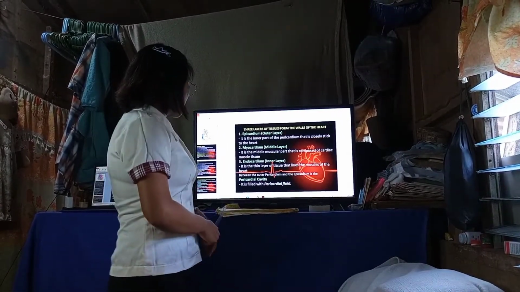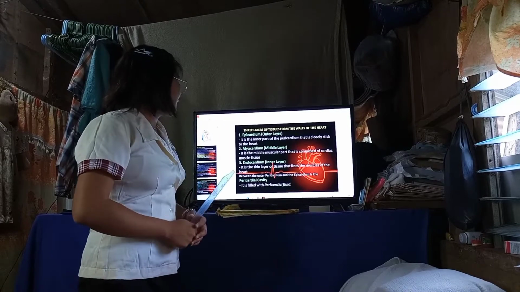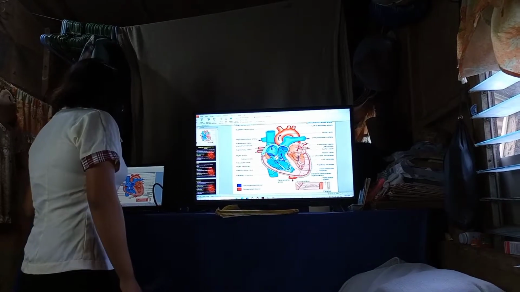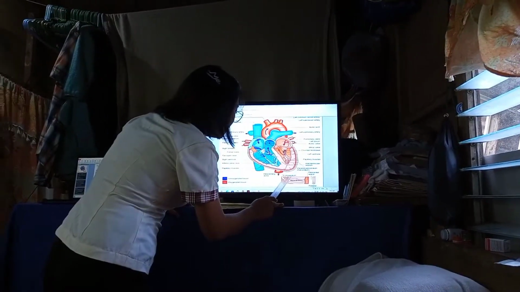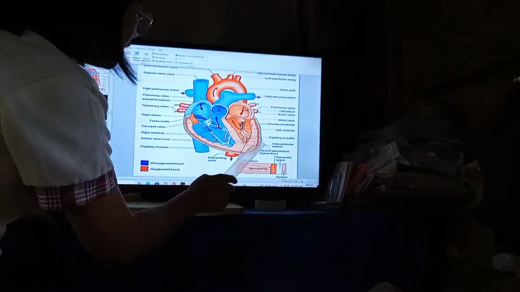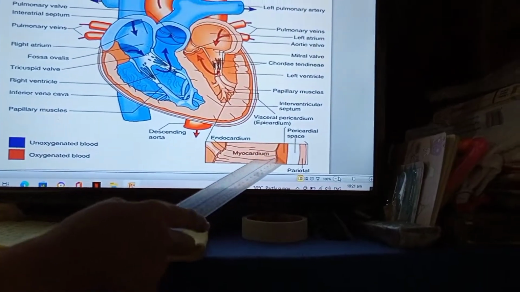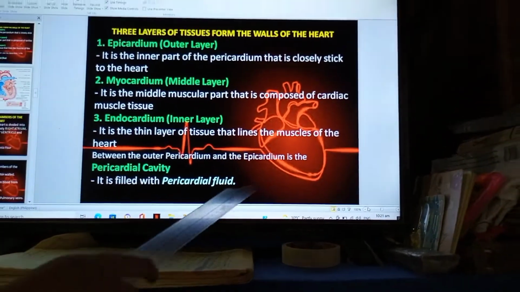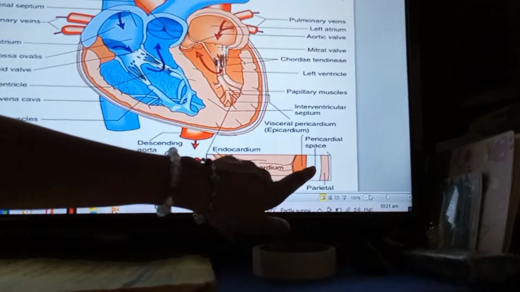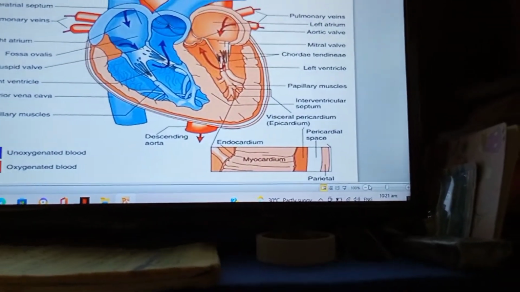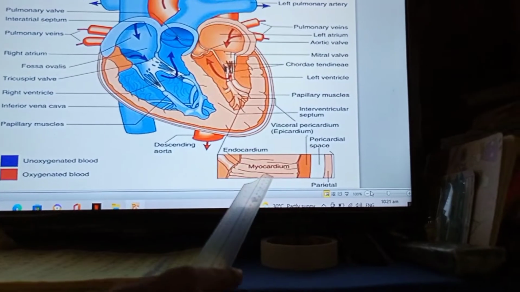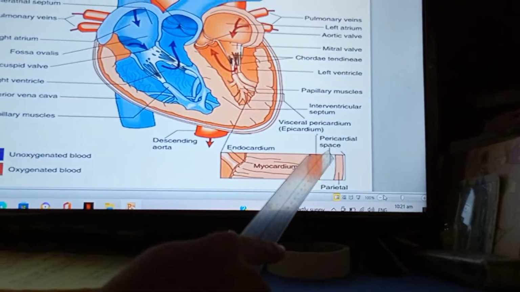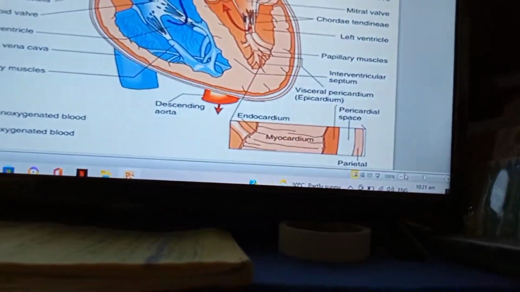That's right. So, pericardial cavity. It is filled with pericardial fluid. As you can see, here is the endocardium, then the epicardium, then the pericardial space, which is the pericardial fluids. Here is the pericardial fluids. That is the part of pericardial. So again, the endocardium, myocardium, then the epicardium, then the pericardial, that the fluid stays. Okay, next.